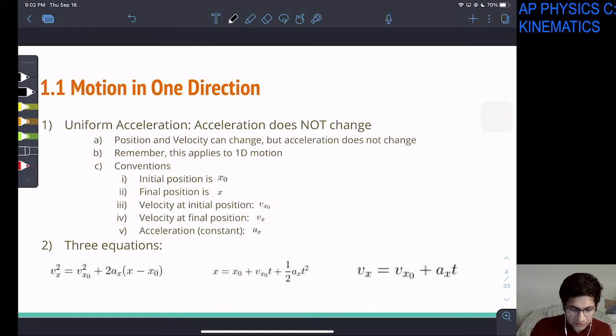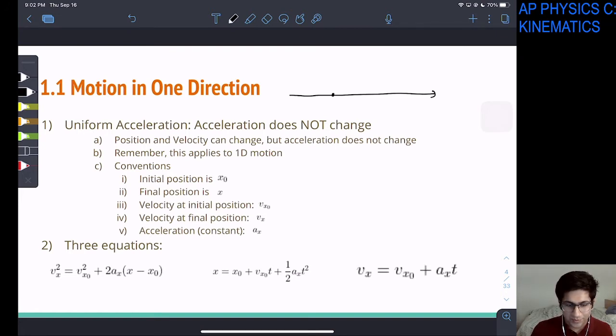First we're going to talk about motion in one direction. You can think of this as just the number line, right? And then we have a particle that's moving back and forth on the number line. So one direction, there's no y component, it's just the x component.